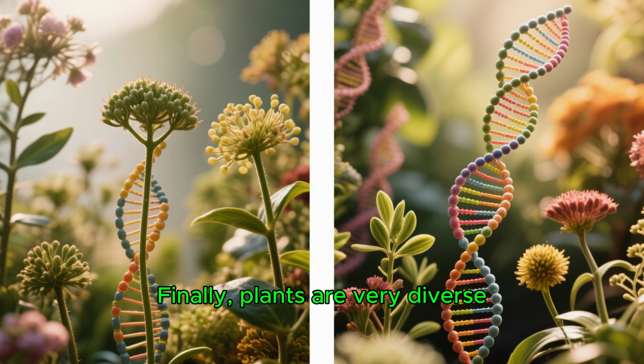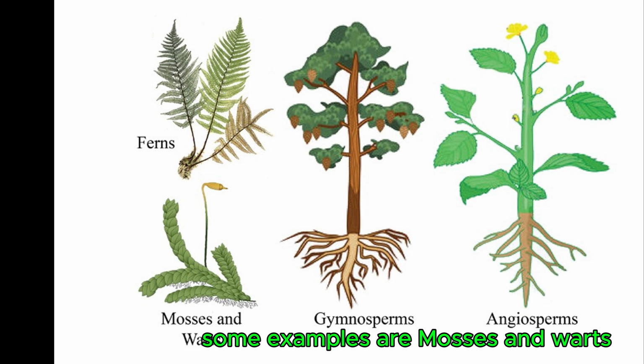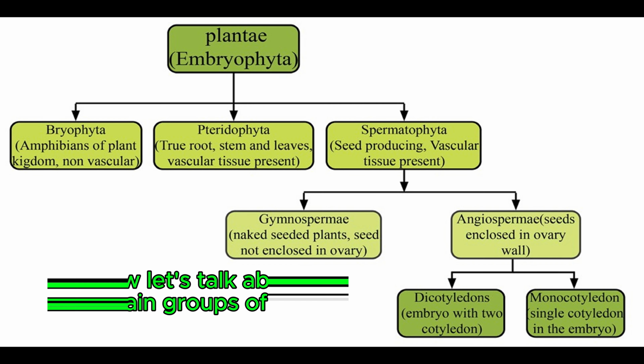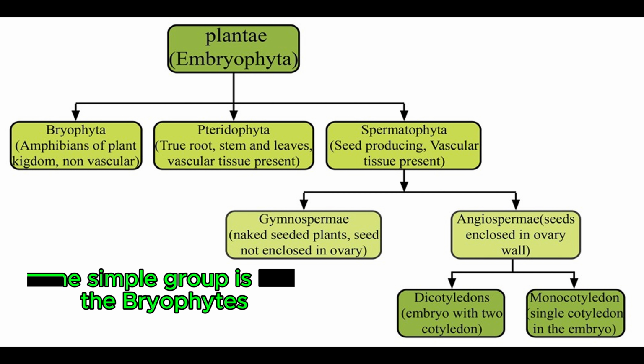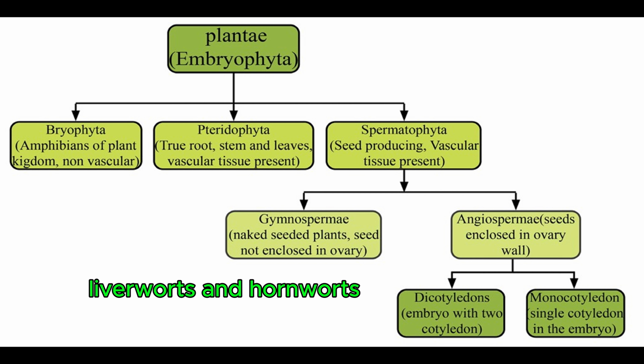Finally, plants are very diverse. There are more than 250,000 species of plants in the world. Some examples are mosses and liverworts, gymnosperms, and angiosperms. Now let's talk about the main groups of plants. There are several ways to group plants. One simple group is the bryophytes. This group includes mosses, liverworts, and hornworts.